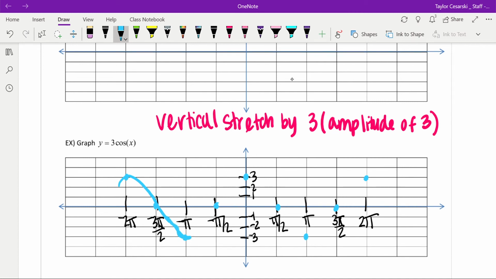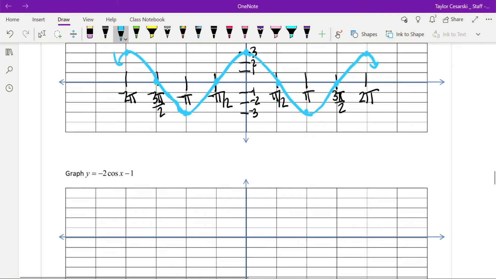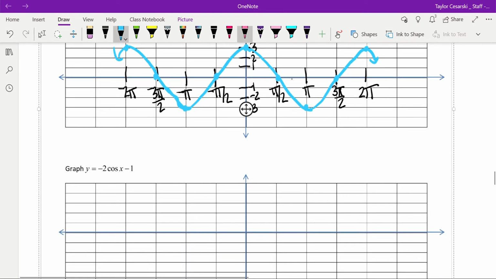One thing, if you do choose to put arrows on the end, some people put arrows, some people don't. Make sure you turn your arrows over because that function is going down after 3. It goes from -3 to +3. All right, so let's do one more.